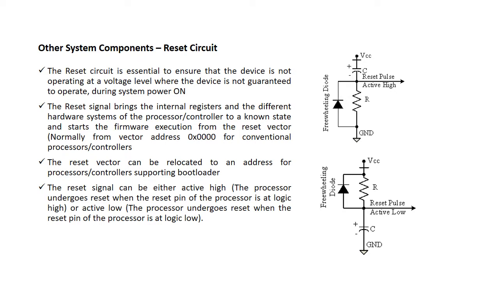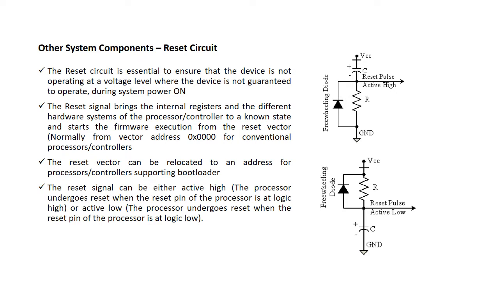The first one is that it is essential to ensure that the device is not operating at a voltage where the device is not guaranteed to operate during system power on. And then the reset signal brings the internal registers and the different hardware systems of the processor or controller to a known state and starts the firmware execution from the reset vector. Firmware means the operating system of the embedded system. Okay. Now what is the reset vector?